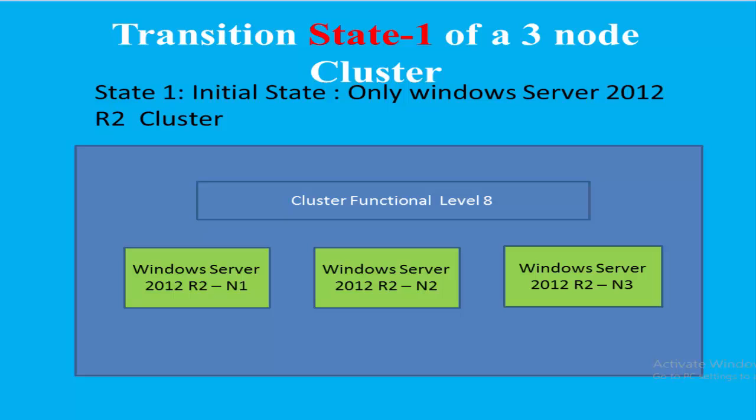To make it clearer, I have described it as 4 states of transition of the cluster nodes. In the initial state, we have 3 nodes, all running the same operating system, Windows Server 2012 R2. You can see the cluster functional level also.